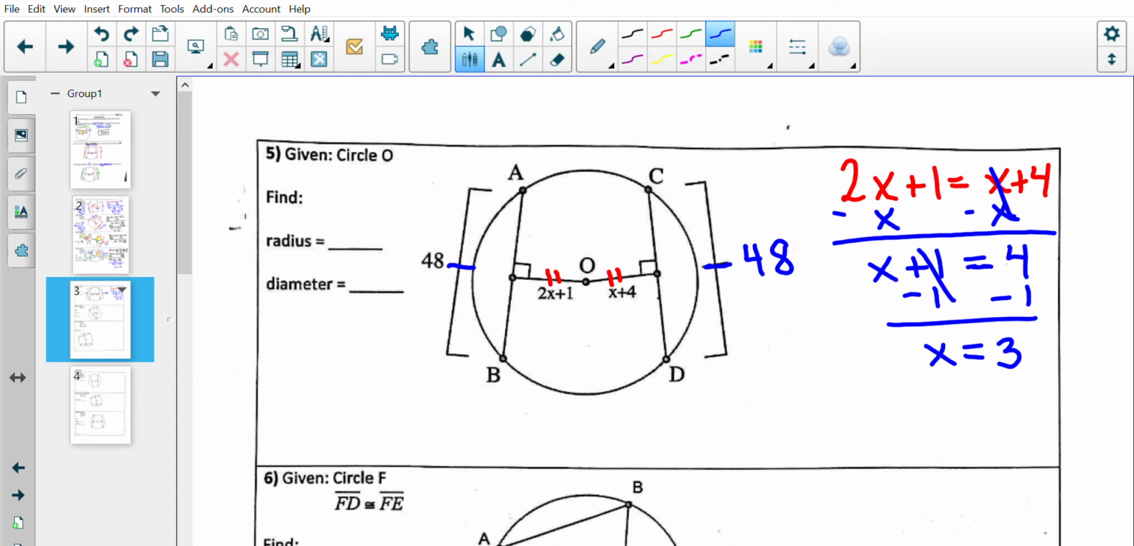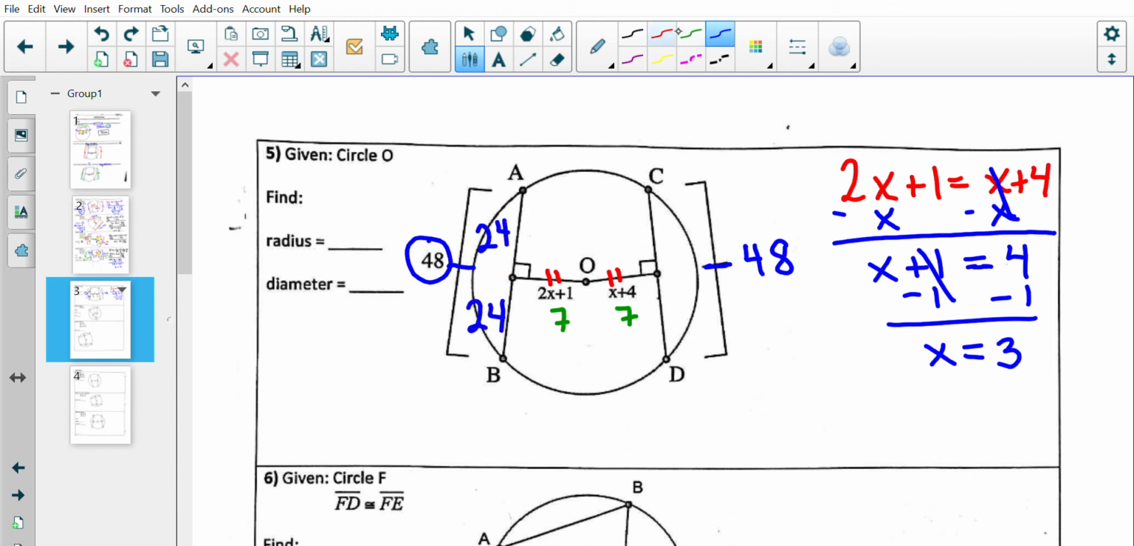Now I'm going to substitute in my x. We have 2 times 3 plus 1, so 2 times 3 is 6 plus 1 is 7, so this is 7 and this is 7. I also know the whole chord is 48, but the perpendicular from the center is going to bisect it. So this will split into 24 and 24.